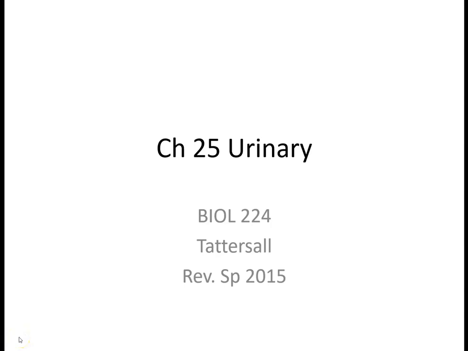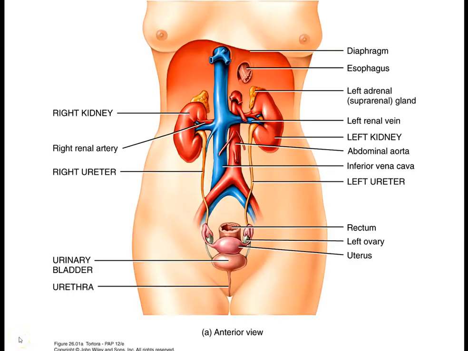This is the first urinary video. The urinary system consists of the two kidneys, the two ureters that connect the kidneys to the bladder, and the urethra. The urinary system's main focus is to get rid of liquid waste. And recall that we've studied other systems in the body that also are involved in getting rid of waste.